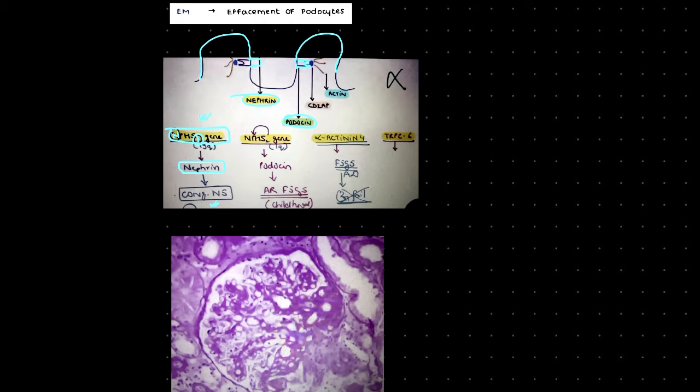Another thing I would like to go into now is the clinical manifestations, the clinical features. As we have already discussed, there will be proteinuria, but it will be non-selective. Moving further, there will also be hypertension.